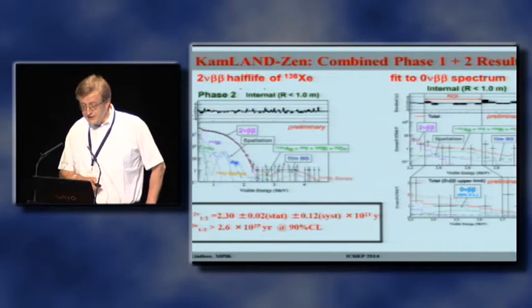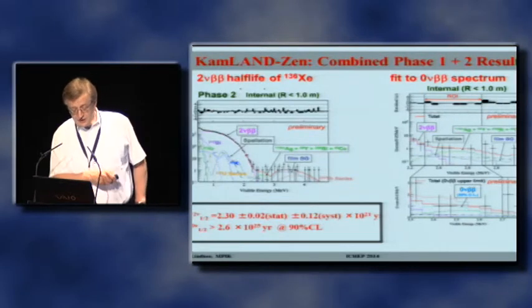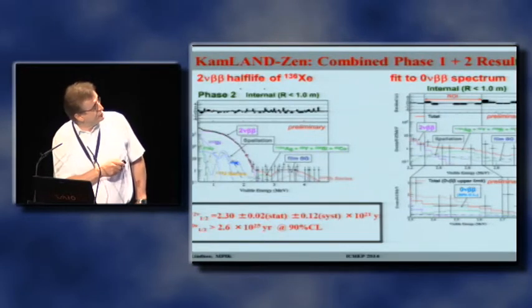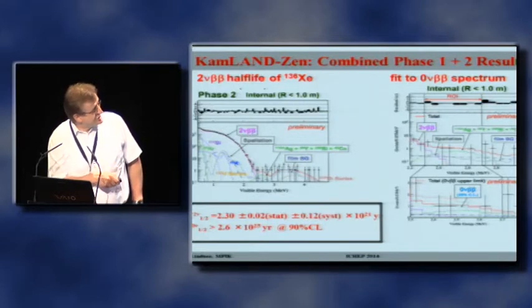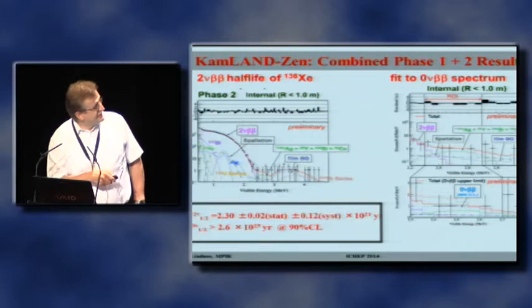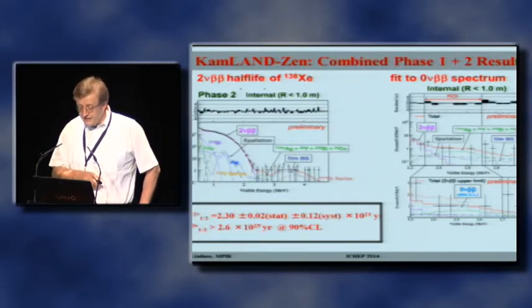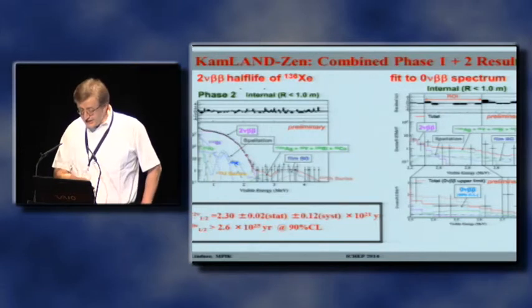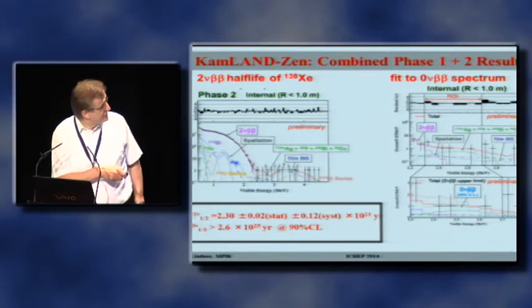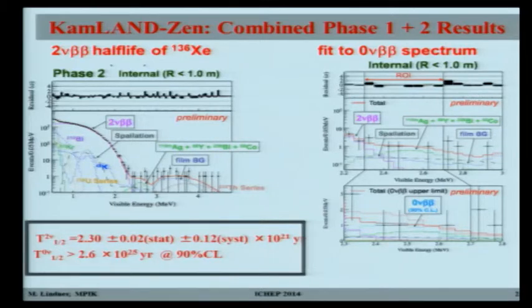What they find in the end is shown here. They have an improved limit for the 2-neutrino half-life of xenon-136, which is shown here, from seeing again this very prominent shoulder. And by looking in the region of interest and zooming in, they can fit the neutrinoless double beta decay spectrum shown here on the right side and get to a limit that's shown here. It's 2.6 times 10 to the 25 years at 90% confidence level. So this is all in recent times. There's good improvement on double beta decay.